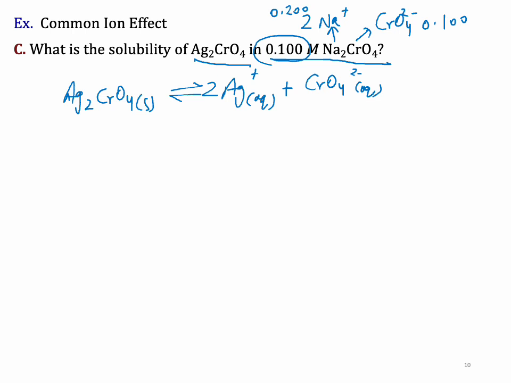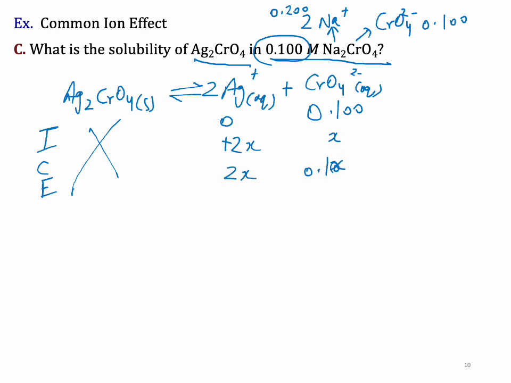I'll let you guys solve this on your own, but remember, in this case, again, I need the ICE table since I'm solving for x. Ag is going to be initially 0, because this time the common ion is not Ag. The common ion is CrO4. So this is 0.100 initially, then plus 2x, plus x, and at equilibrium CrO4 is going to be 0.100 plus x.